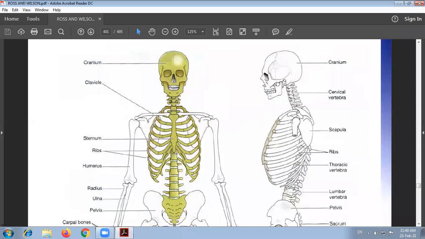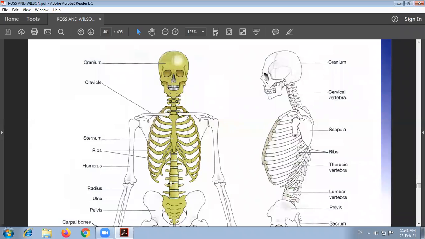So this is the skull, which has the cranium. The axial skeleton has 80 bones here, and the appendicular skeleton consists of 126 bones in the adult, while at the time of birth in the child there are 306 bones present. After they get fused together, they reduce in number to 206 in the adult. The axial skeleton consists of these divisions: the skull, the thoracic region and the vertebral column.